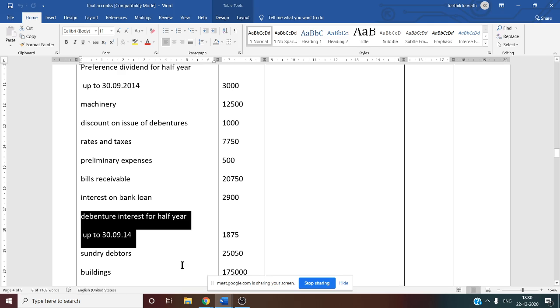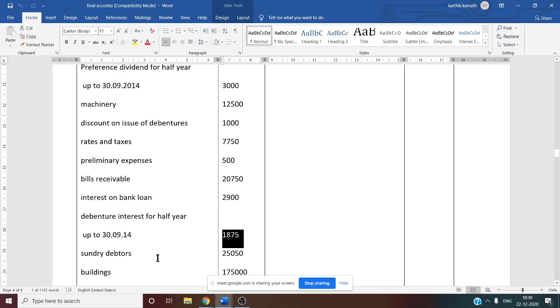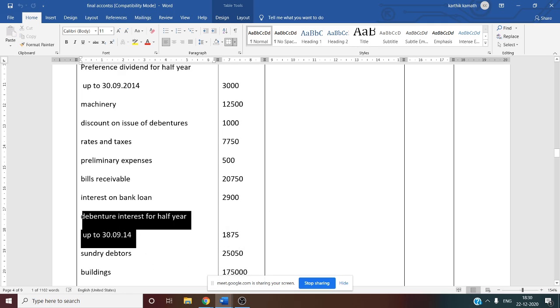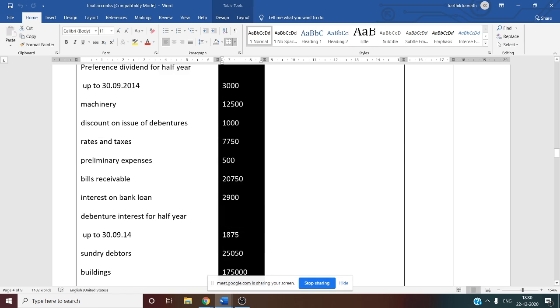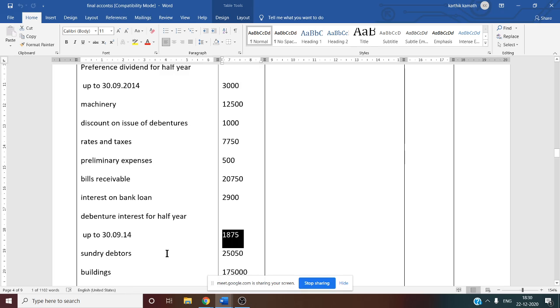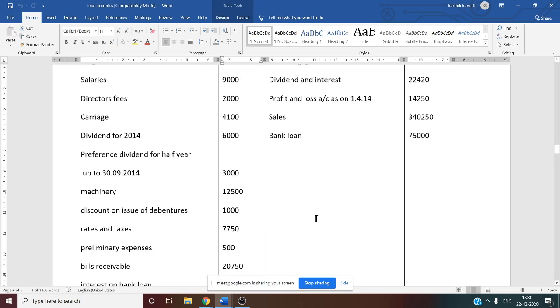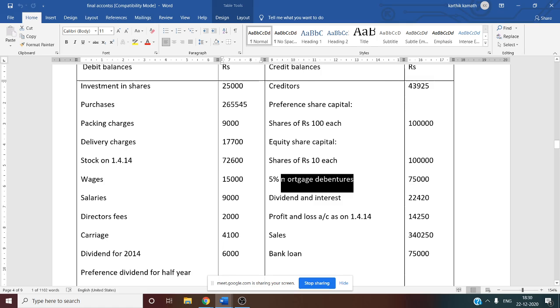Debenture interest for the half year up to 30/9/2014, that is 1,875. So now debenture interest for the half year is paid, that is from April to September it is paid, and October to March it is not paid. How to get the remaining unpaid interest? One thing you can do here is to apply common sense. For the first 6 months it is 1,875, which means the remaining 6 months is also 1,875. Or else, we have to see the debenture information.